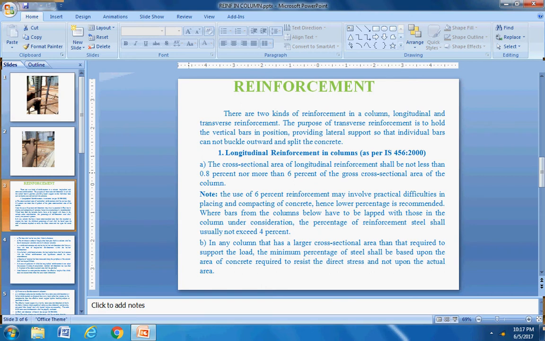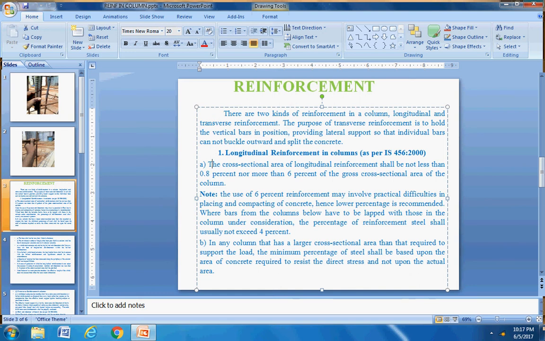In longitudinal reinforcement, the area of steel shall not be less than 0.8% nor more than 6% of the cross-sectional area of the column. That is, the minimum percentage is 0.8% and the maximum percentage is 6% of the gross area. The use of 6% reinforcement may involve practical difficulties in placing and compacting of concrete, hence a lower percentage is recommended, that is 1 or 2 or 1.5.